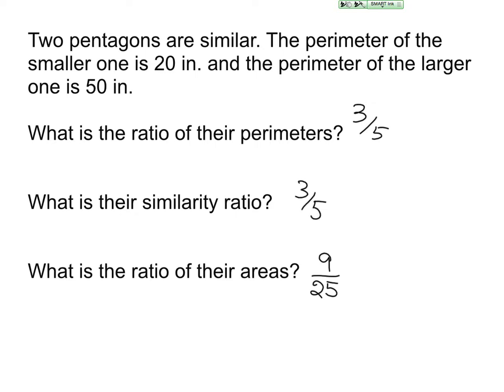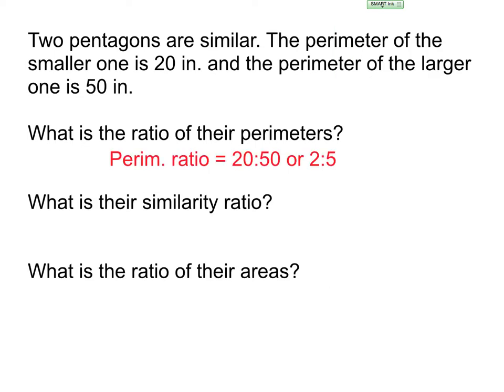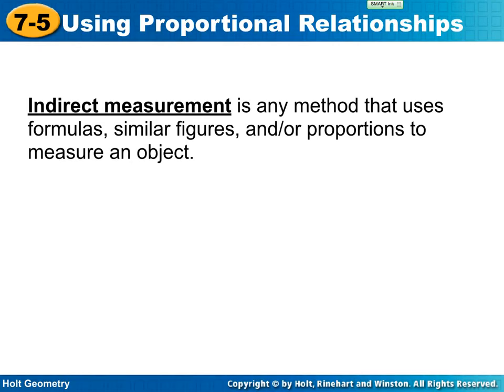So keep in mind the similarity ratio is comparing what? Matching sides, matching radius, matching heights, whatever is matching up in those figures. Okay, so that's the theorem. So now what else are we going to do in the lesson? We're going to do indirect measurements.